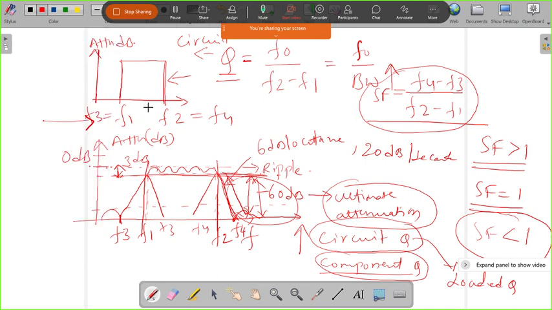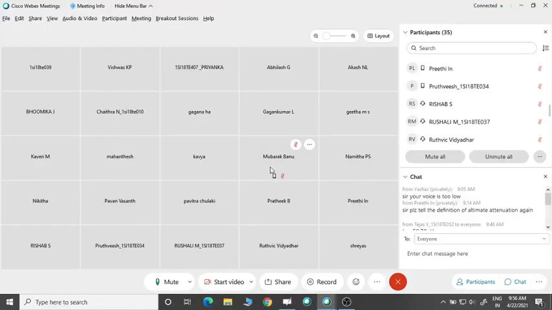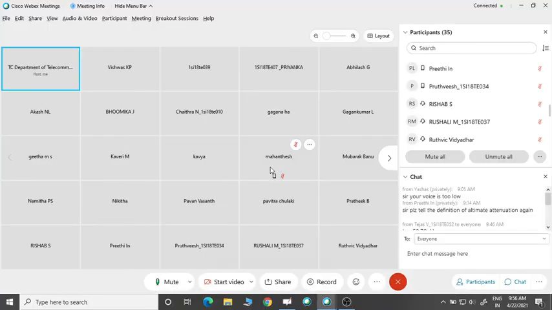So this is about the circuit Q, how to calculate circuit Q or loaded Q, and other definitions about the resonant circuit, and how the filter characteristics vary when we take inductor, capacitor, and combinations of those. So this is the resonant circuits. We'll stop here and continue the impedance transformation in the next class. Is there any doubt in the resonance circuit?